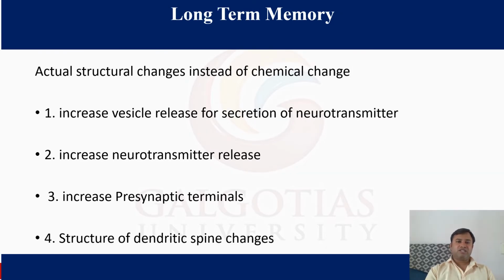Next is long-term memory. In long-term memory, there are actual structural changes instead of chemical changes. Because some structural changes occur in long-term memory, it has been observed, like increased vesicle release in the neurons, or a large increase in neurotransmitter release, increased presynaptic terminals, and thus change in the structure of the dendritic spines. So these are changes which have been observed in long-term memory.